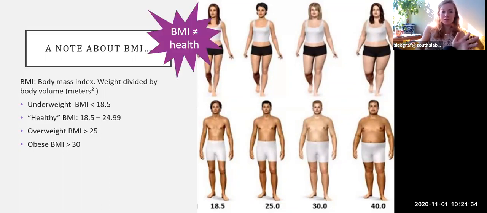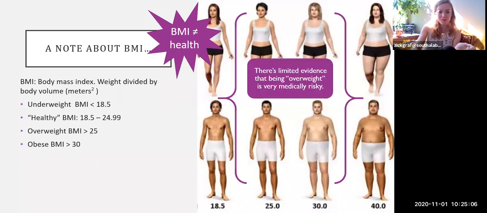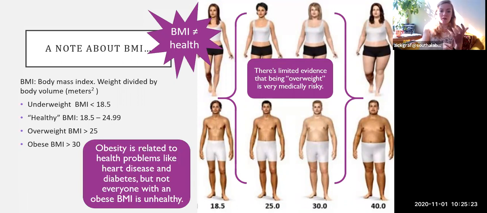It's important to note that body mass index is not a measure of health. It is one variable that can give you a snapshot about your health or someone else's, but it doesn't equal health. There's also not a ton of evidence that there are any real medical risks to being overweight, to being in the BMI range between 25 and 30. Probably the biggest medical risk associated with overweight is that it often leads to obesity, which is related to health problems like heart disease and diabetes. But even then, not everyone with an obese BMI is unhealthy. Obesity is a risk factor for chronic diseases, but it is not in and of itself a disease.